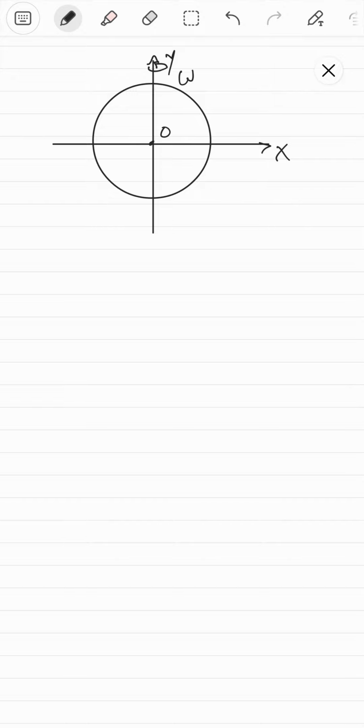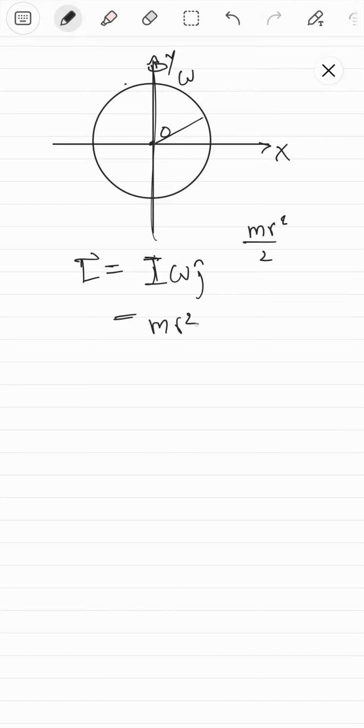Now what we want to find is the angular momentum of this whole ring about the origin. And we want to verify whether or not this angular momentum can be given as the inertia about this axis times the angular velocity, that is of course omega j hat. Using the perpendicular axis theorem, the inertia about this axis is going to be mr squared upon 2, where m is the mass of the whole ring and r is the radius. So angular momentum would basically be mr squared upon 2 times omega j hat. That is what we expect, but is this correct from fundamental principles?